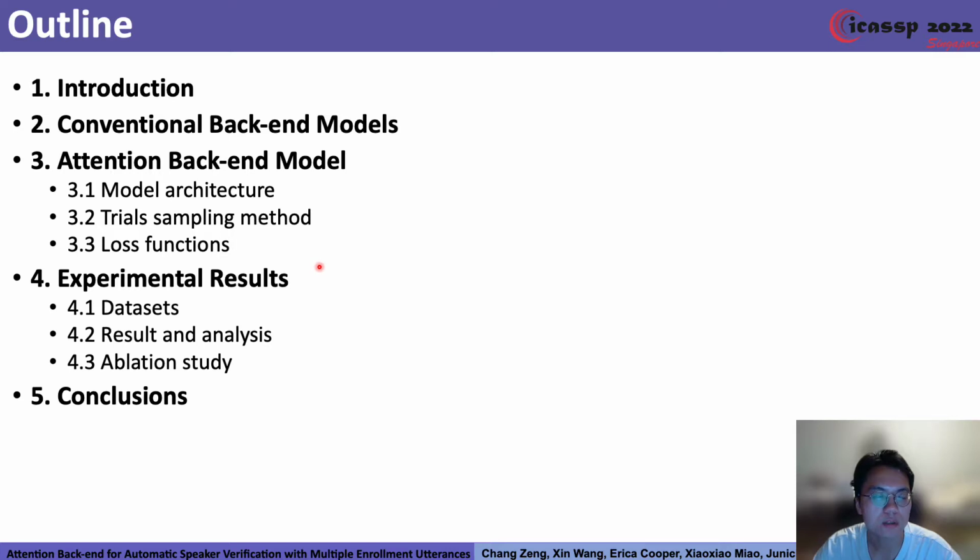First, I will give an introduction and the motivations of our proposed method. Next, I will introduce two different conventional backend models. Then I will introduce our proposed attention backend model in detail, from the model architecture, trials sampling method, as well as the loss functions. Next, I will show the experimental results on two different datasets. Finally, I will conclude this report by the conclusions we obtained from the experiments.